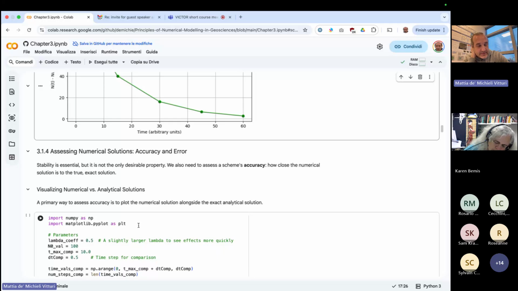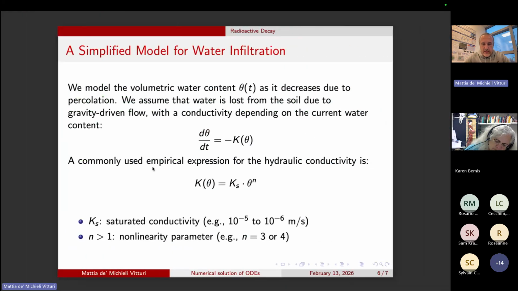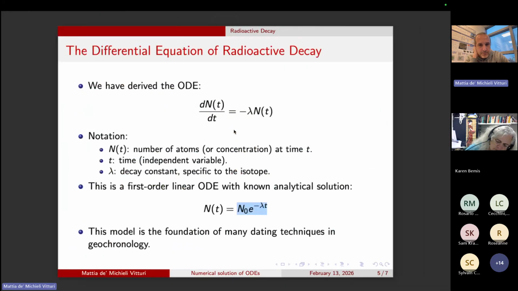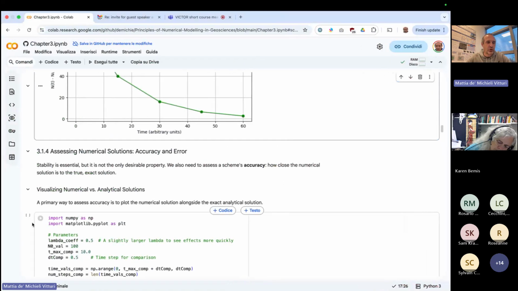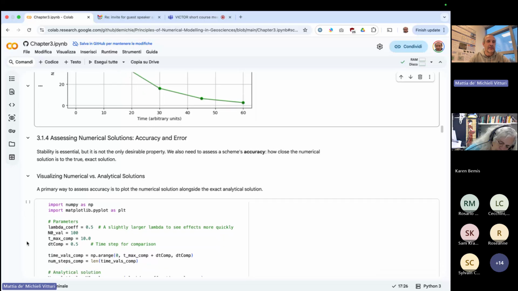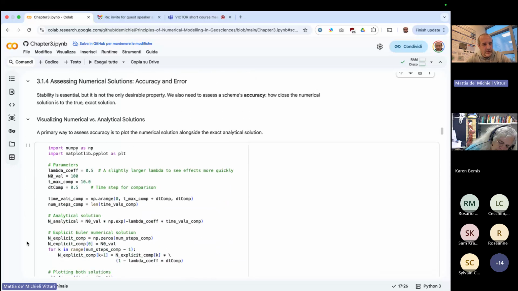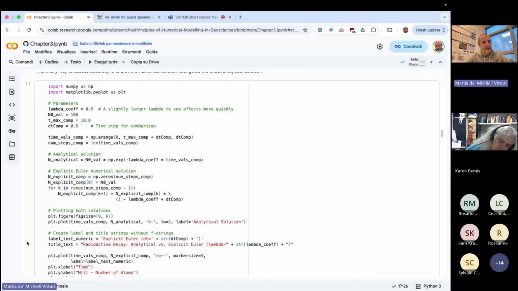And as I said before, there is one good thing for this simple example, and it's that we know what is the analytical solution. So by knowing what is the analytical solution, we can do a comparison between the numerical solution that we computed and the analytical one. And so let's look at this new script.